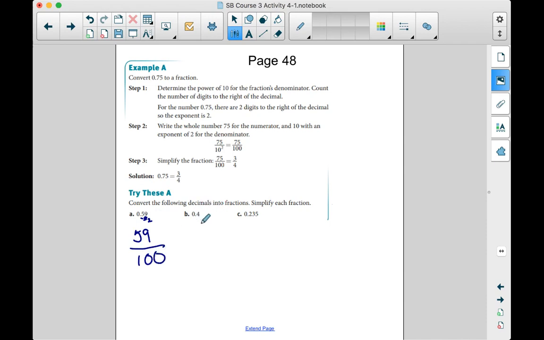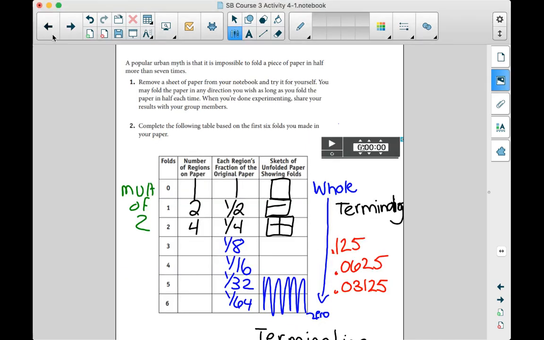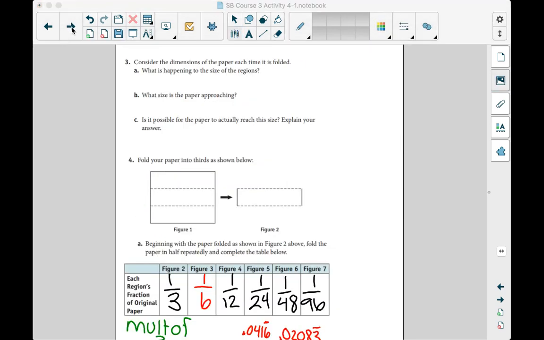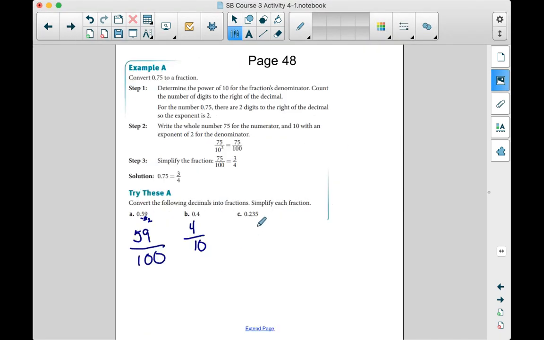Same thing here. This says 4/10. I'm going to take my 4 and put it over, you got it, 10. When I know what they're over, I'm using this chart right here: tenths, hundredths, thousandths. For our last one, this would be 235 thousandths. So I have 235 over 1,000.